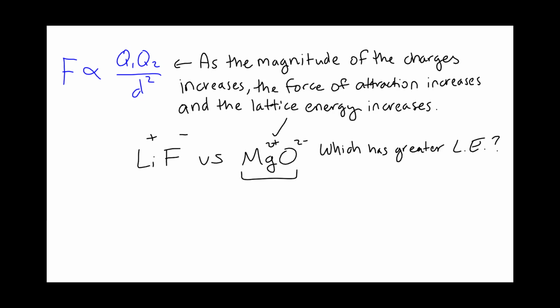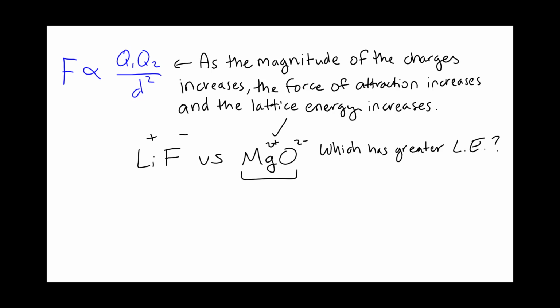So we would expect, assuming that the sizes are relatively the same, which they are pretty close for these two compounds, that's why I picked them, we would expect that the lattice energy for magnesium oxide would be about how many times greater than for lithium fluoride? 2 or 4? Plug those Q's in. What do you get? If I plug in for lithium fluoride, they're both 1. 1 times 1 up here is 1. What if I plug in magnesium oxide? What do I get? 4. So I would expect approximately how many times greater?